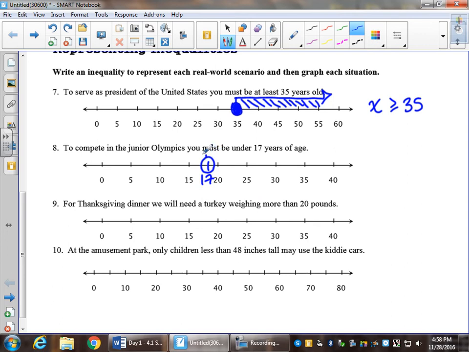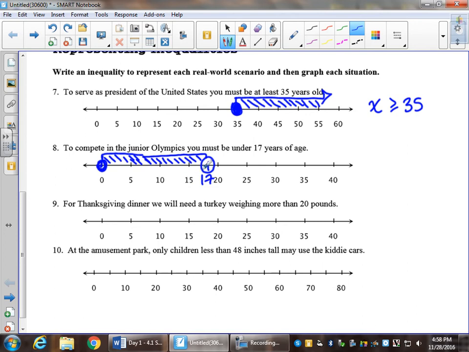Under 17 means shade to the left, and technically, you can't be negative years old, so it's actually going to have a stop right there at 0. And anything in between, according to this, is good. It wouldn't make sense if you're a year old, you're not competing, but technically this scenario didn't tell me like between 12 and 17. So we're just going to put a real world end to it right there.